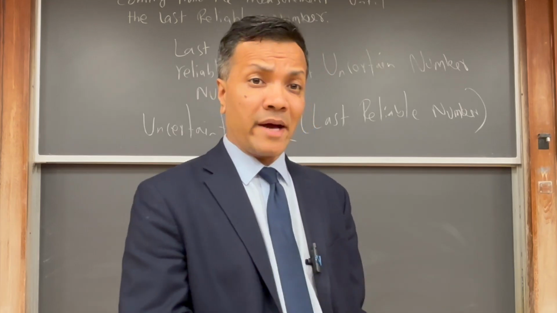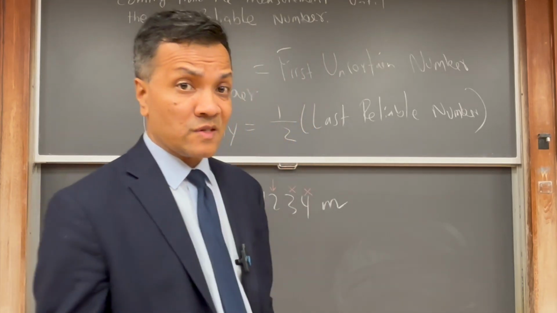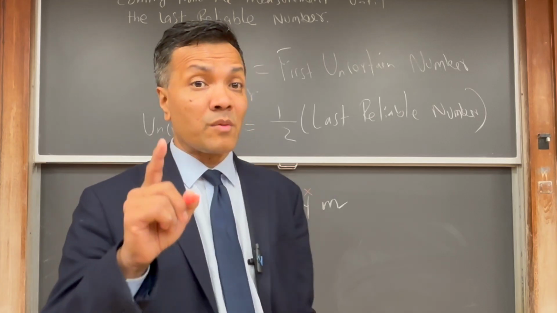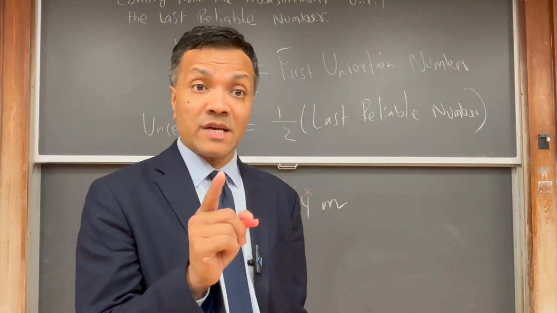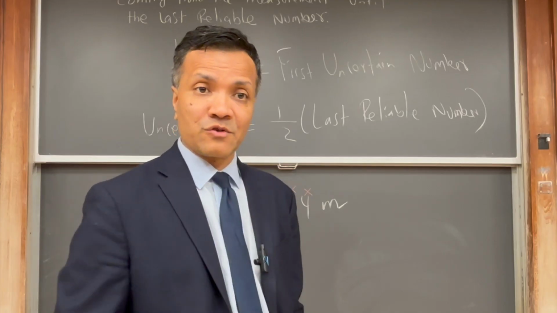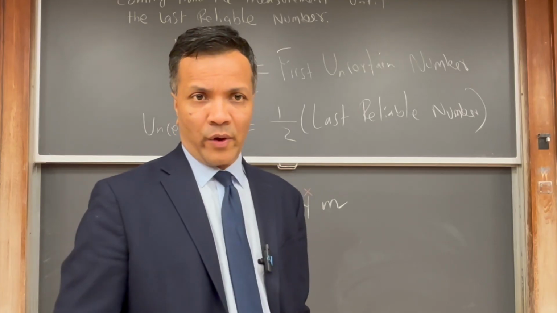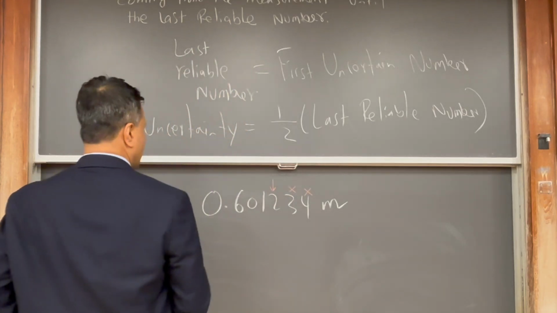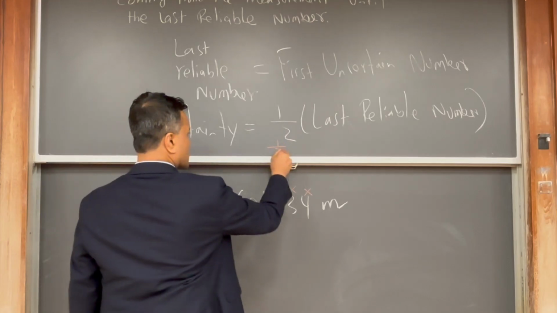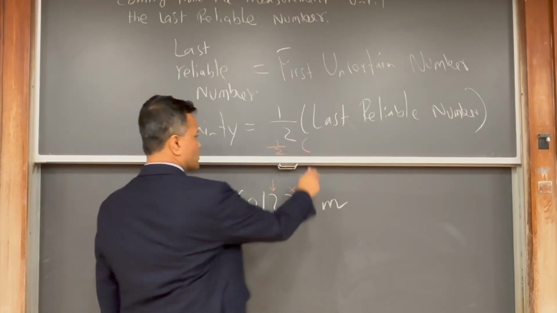It does look blurry. So there is no problem with 6, there is no problem with 0, there is no problem with 1. There is a problem with 2 because it's the last reliable number. So 2 is the digit you are not 100% sure about. So 2 is where you have to take care of the business. Okay, so how are you going to write it? You're going to write half of the last reliable number.